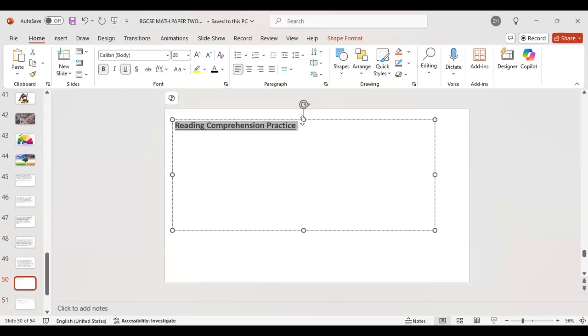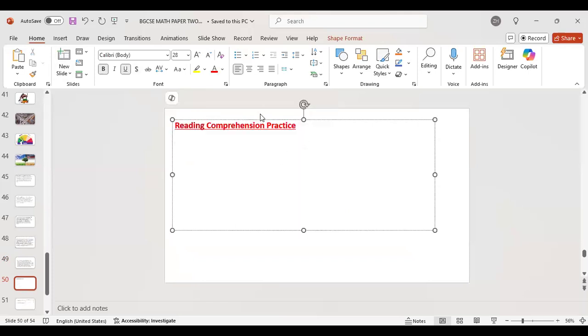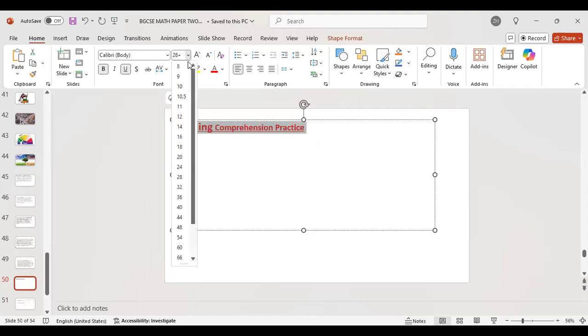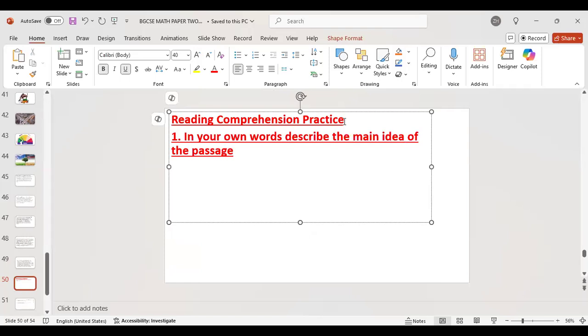Write this down for me, please. Now we're writing this down, okay? So the first question is, let me enlarge this. I'm almost about to complete my English language book. Ah, that's good. Number one, in your own words, describe the main idea of the passage. What is the main idea of this passage?